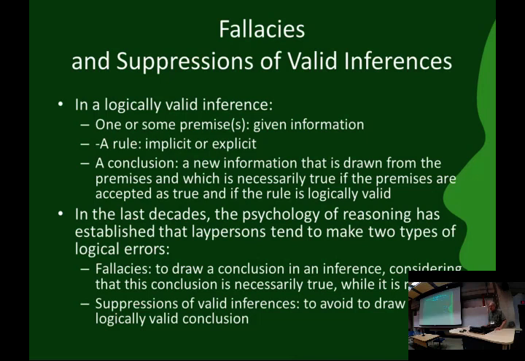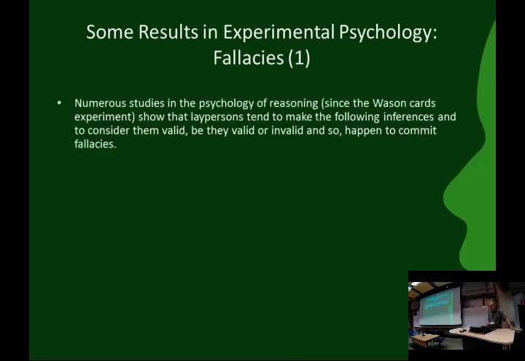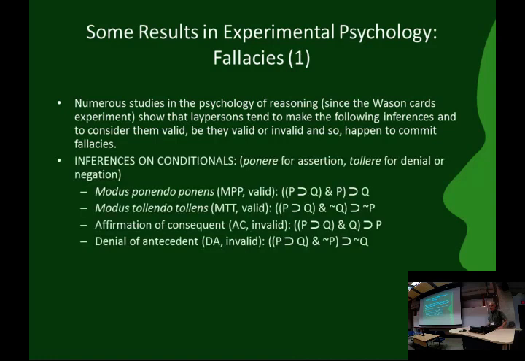Some results in experimental psychology, first concerning fallacies. Numerous studies in the psychology of reasoning since the Wason card experiment in the 1960s show that laypersons tend to make the following inferences and to consider them valid, be they valid or invalid, and so happen to commit fallacies. And I have explained last Tuesday fallacies that we make on conditionals.